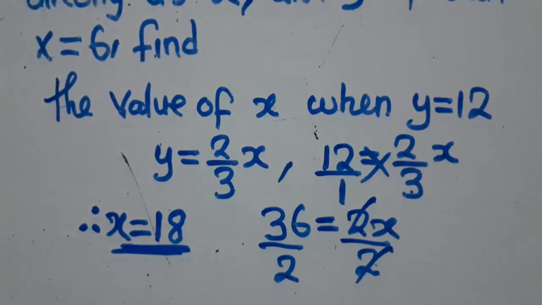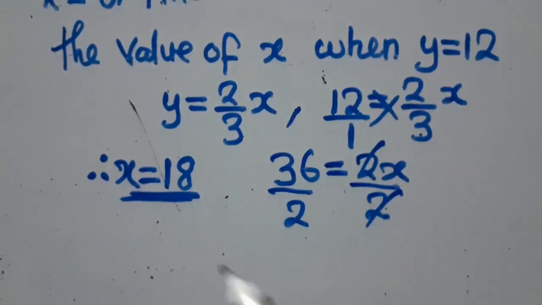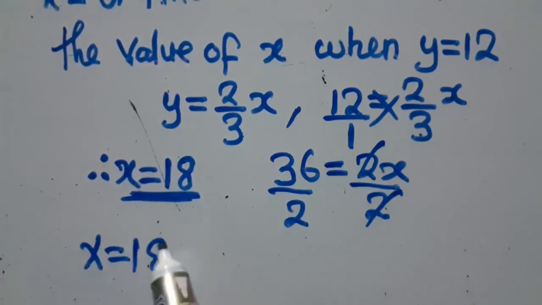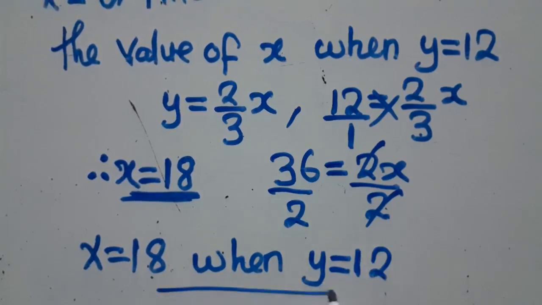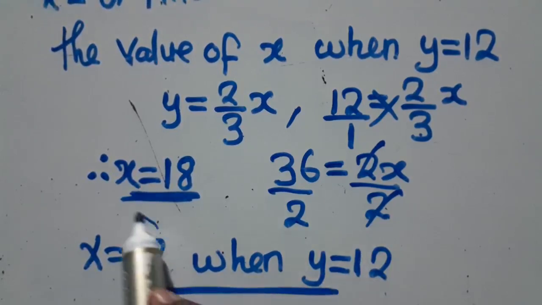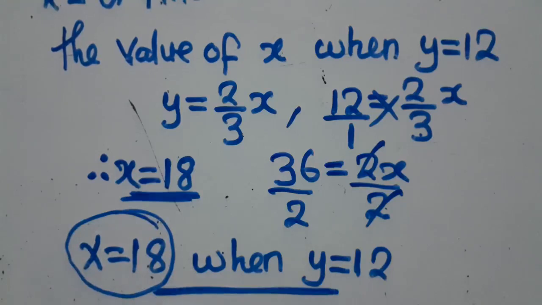This is what you are supposed to do. So x is equal to 18. After you do this, you now conclude and say x is equal to 18 when y is equal to 12. This is your answer, and we are just interested in that answer. So this is what you are supposed to do. Thank you so much.